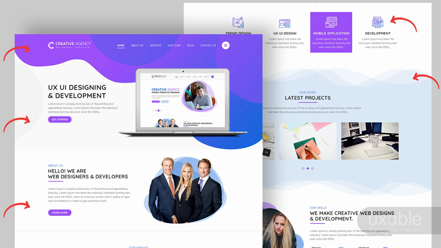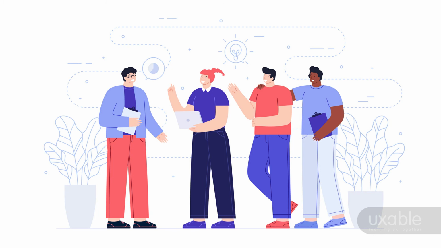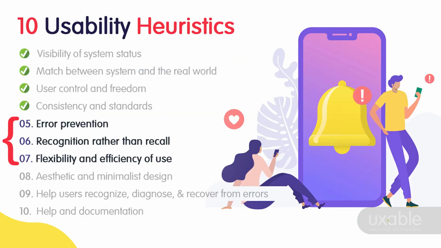I hope that you guys have enjoyed this video and the examples were really helpful, which would help to clear your concepts about the heuristics along with these examples. So now let's quickly recap what we have covered so far in my last video and today's video about the heuristics. We have covered the first four heuristics, and in my next video, I'll be talking about the next three heuristics, that is error prevention, recognition rather than recall, flexibility and efficiency of use.